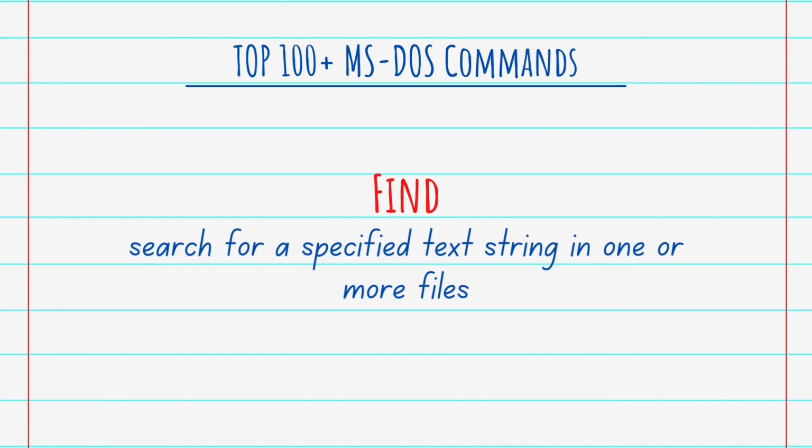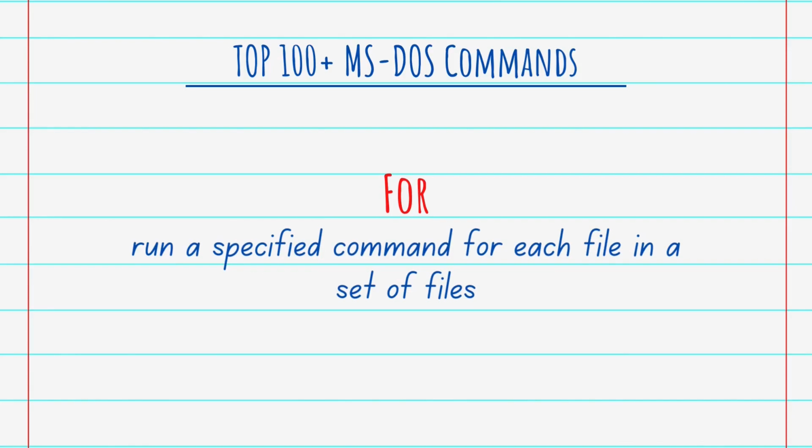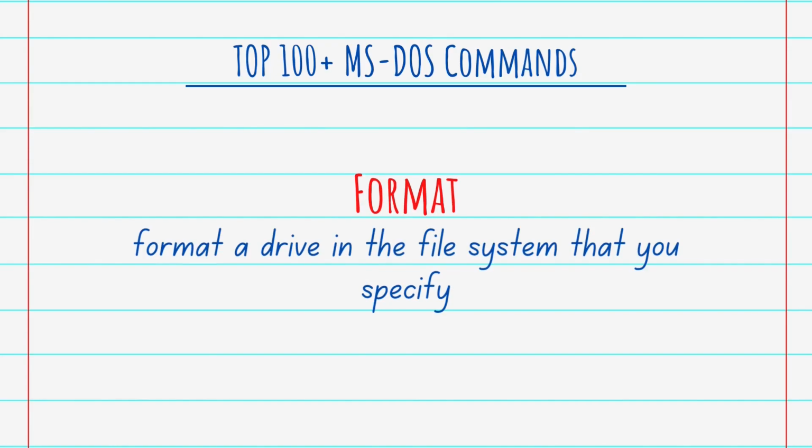Next is the find. The find command is used to search for a specific text string in one or more files. For. The for command is used to run a specific command for each file in a set of files. The for command is most often used within a batch or script file. Then the format command. The format command is used to format a drive in the file system that you specify.